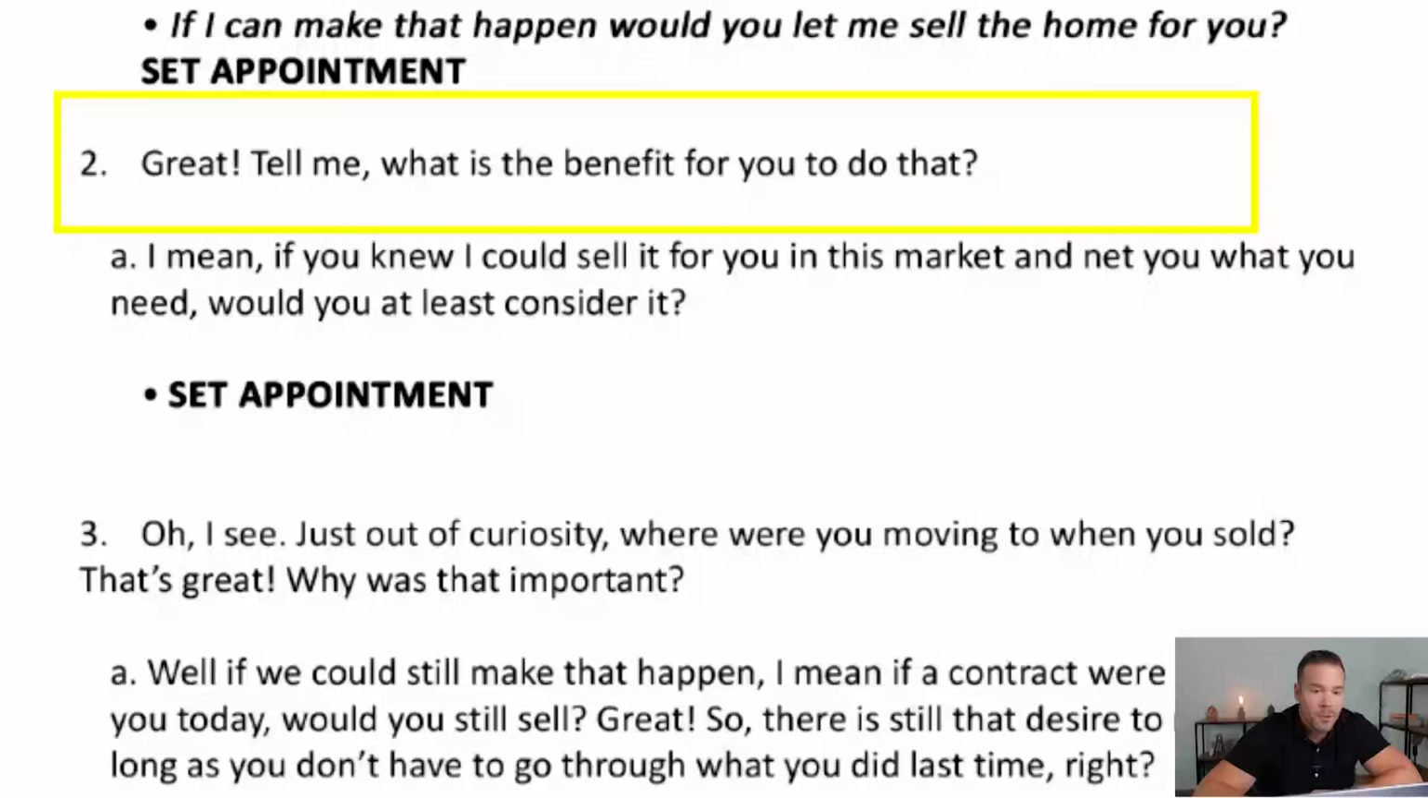So ask them what needs to happen and then say, hey, if I can do that, can I sell it for you? You know, it's like, this ain't hard, guys. It's just having the confidence to ask the questions. Great. Tell me what is the benefit for you to do that?